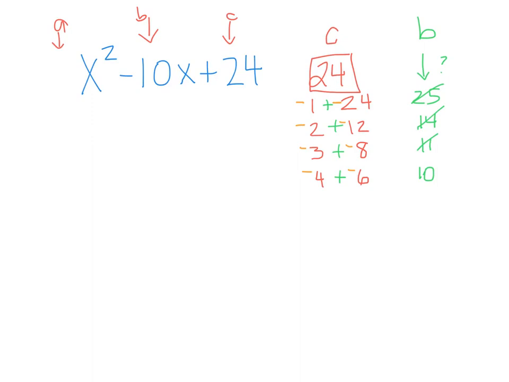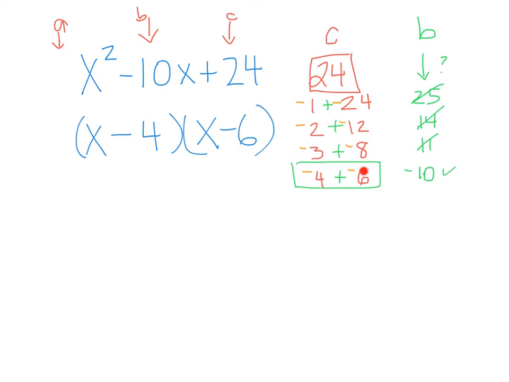We'll see what happens now when we add negative 4 plus negative 6, we get negative 10. And is that our B value? Yes, it is. We got it. So we know these are the factors we need to put in our parentheses. I'm going to put an x and an x because x times x is x squared. And I'm going to put a minus 4 and a minus 6 because those are the factors I got here. And again, now we have our factors of our quadratic.